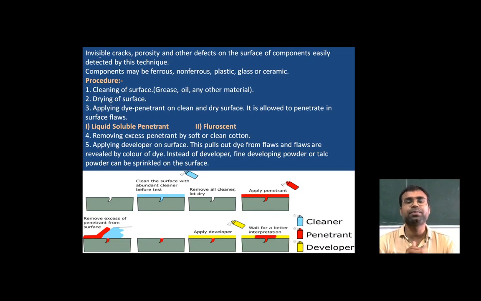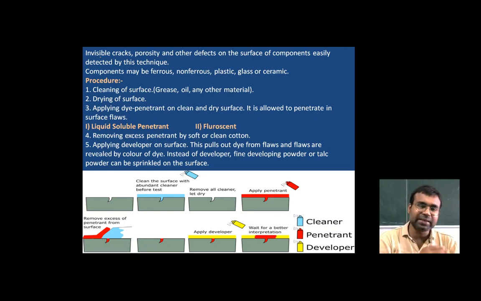What are the types of penetrant? One is liquid soluble and another is fluorescent. So these are the two types of method we utilize: either a fluorescent chemical method or simple liquid soluble penetrants. So what is the next step? Removing the excess penetrant from the surface with soft, clean cotton.